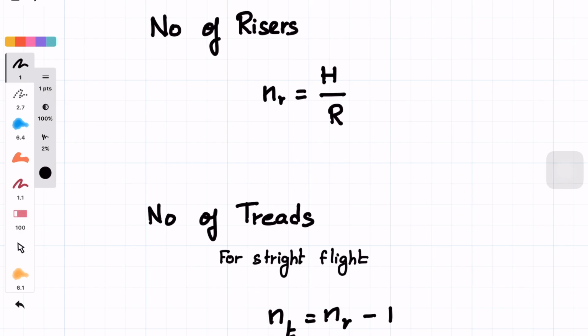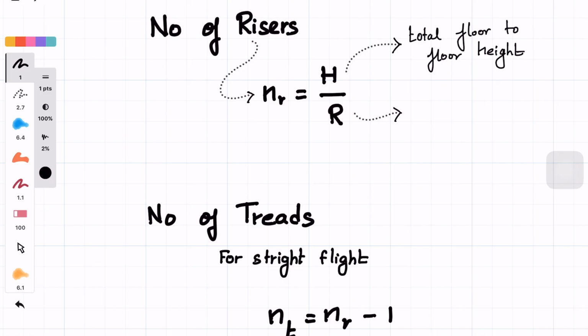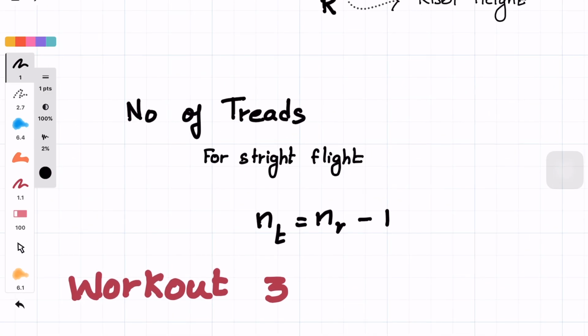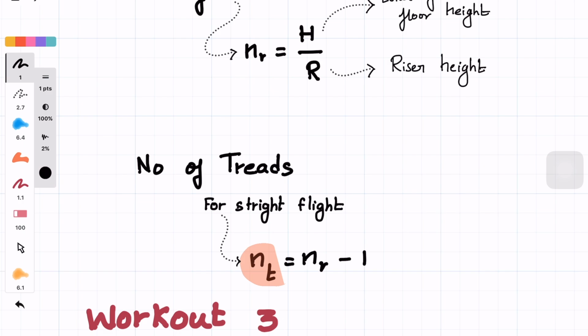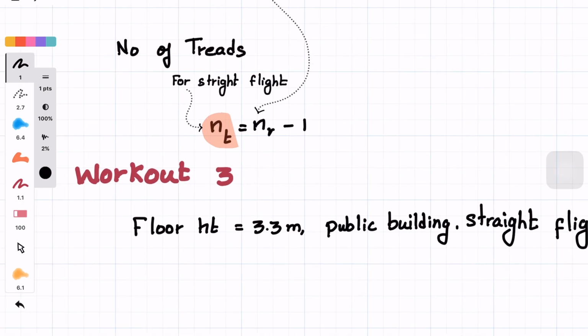Again, simple formulas. The number of risers is given by NR. NR is equal to H by R, where H is the total floor to floor height and R is the riser height. If you want to find the number of treads for a straight flight staircase, then the number of treads NT is equal to NR minus 1.